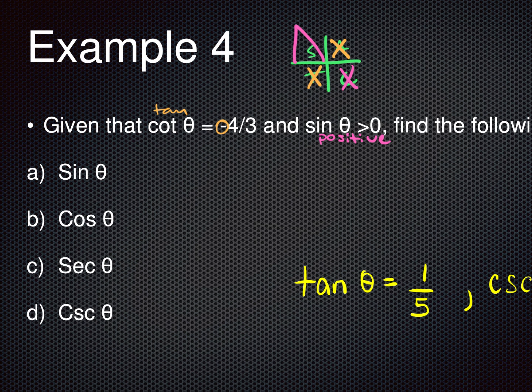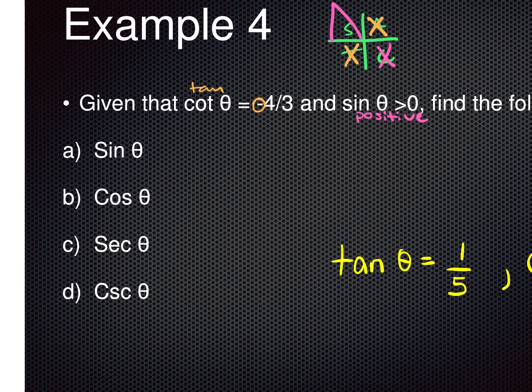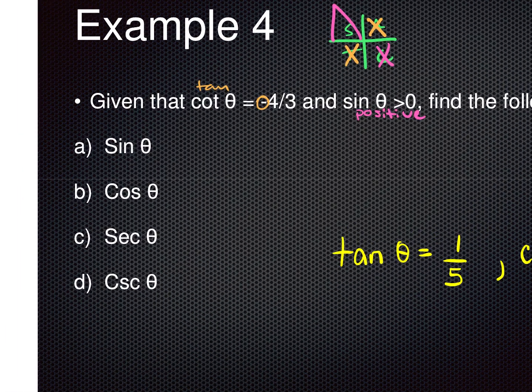Just know that in quadrant 2, what's going to be positive? What's positive in quadrant 2? Sine and cosecant. So I'm going to make a little note here. Sine has to be positive. Cosecant has to be positive. My other two trig functions, so cosine and secant, are going to be negative. So the only thing positive in the sine positive one is sine and its reciprocal. Everything else is going to be negative.